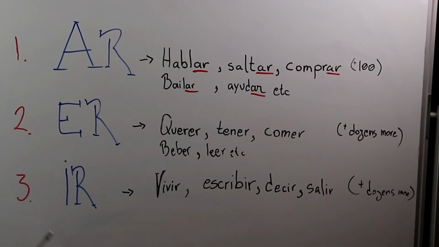And finally, we got number 3, ir. We got vivir, which means to live. Notice the two last letters, ir. Escribir, to write. Decir, to say. And salir, to go out. Salir. All of these verbs end with an ir. So whenever you see these verbs, try to identify them before you even try conjugating them. Okay, so we got the ar, er, and ir verbs. That's the first thing you should remember. 3 types of verbs in Spanish: ar, er, and ir.